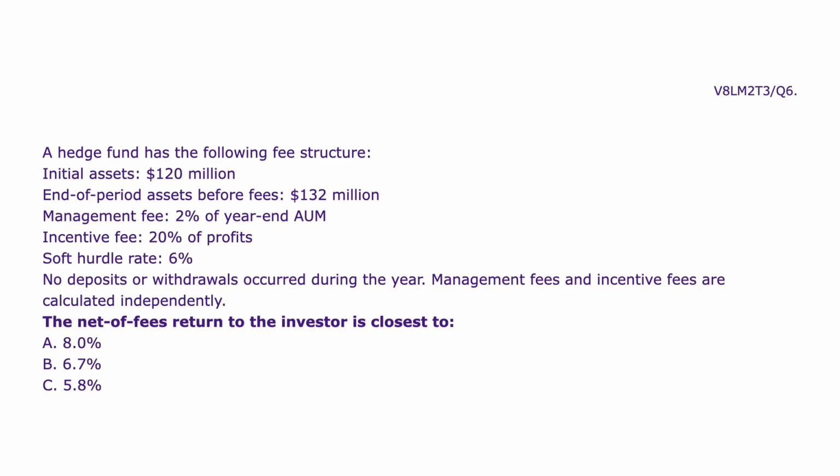A hedge fund has the following fee structure. Initial assets $120 million. End of period assets before fees $132 million. Management fee 2% of year-end AUM. Incentive fee 20% of profits. Soft hurdle rate 6%. No deposits or withdrawals occur during the year. Management fees and incentive fees are calculated independently.